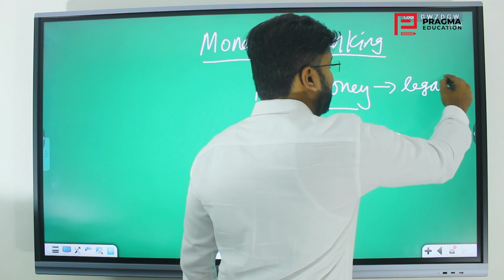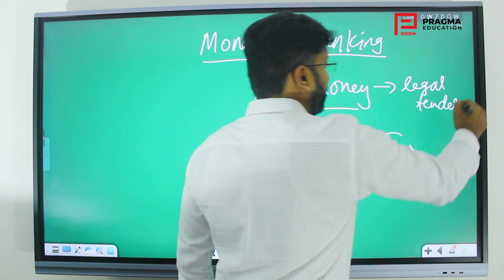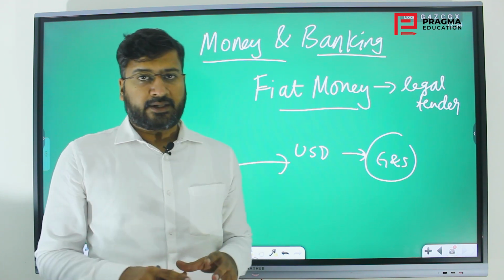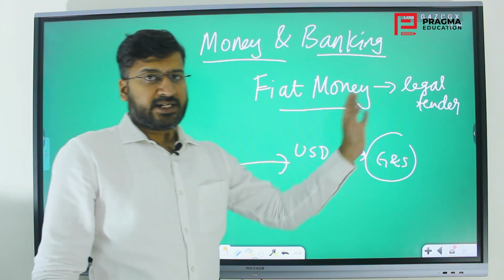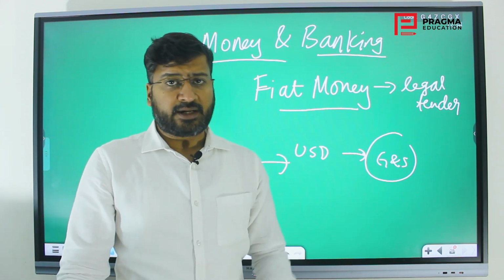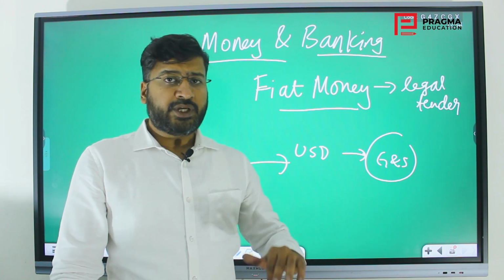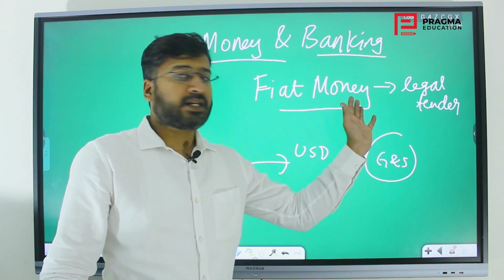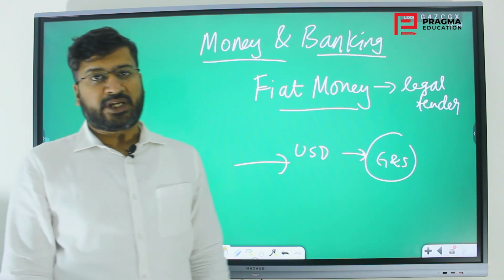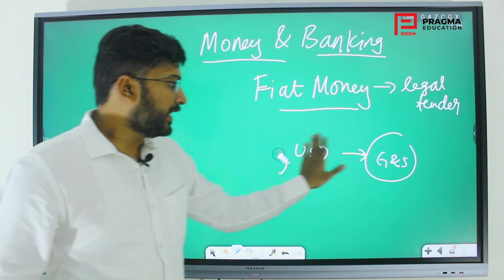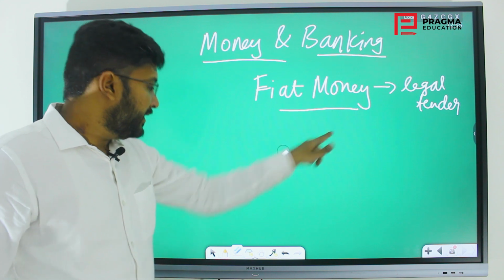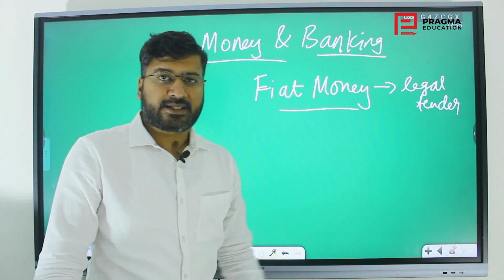which is accepted within that territory. Whatever country designates one currency as legal tender, it should be used as the currency within that country, and it should be used as a medium of exchange with the other currencies, with the outside world. That is what fiat money means. And they will have to pay all their debts, all the liabilities, in this legal tender or in this currency only.